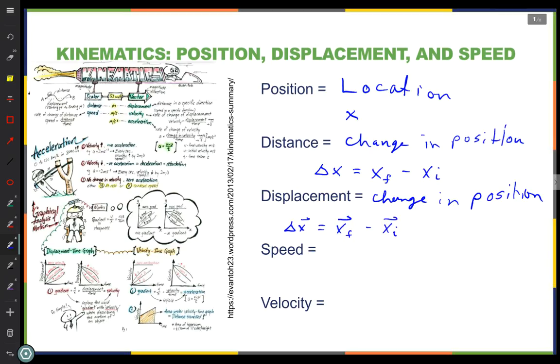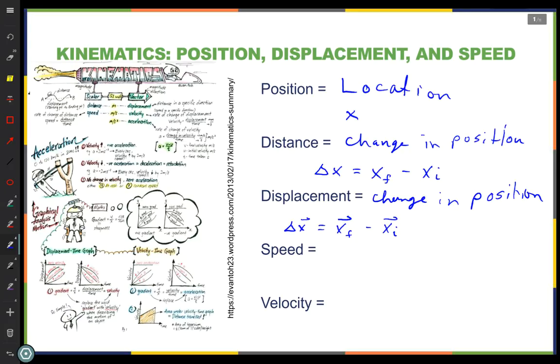What's different in the second line that I wrote? It has directions. It has a little arrow over the x, which means that it's a vector. So displacement is the change in the initial position and final position vectors. So it's going to be a vector quantity. It's going to have direction. And it's not always as simple as you might think.